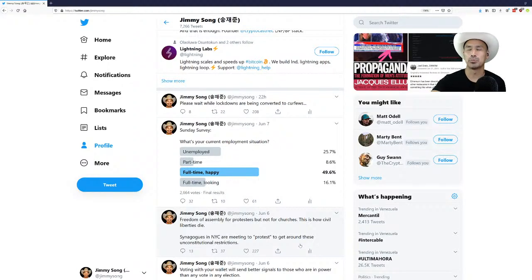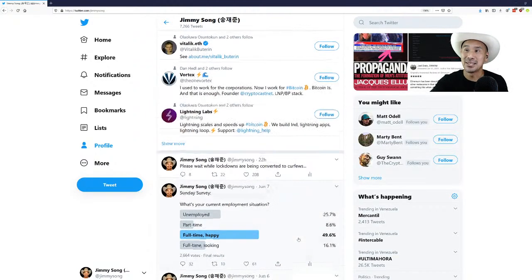Freedom of assembly for protesters, but not for churches. This is how civil liberties die. Synagogues in New York City are meeting to protest to get around these unconstitutional restrictions. And Tone made a joking tweet the other day that he's going to say justice for George Floyd as part of his barbecue, because you still are not allowed to meet in groups of 12 or more in New York City. But if it's a protest, they're allowing more than 100 people. Please wait while lockdowns are being converted to curfews.